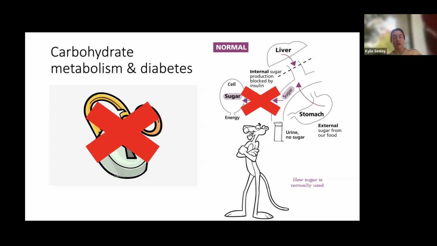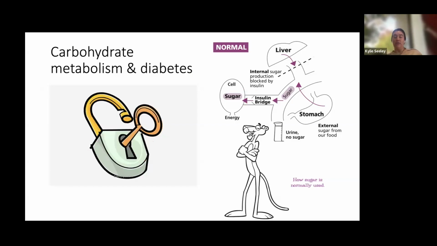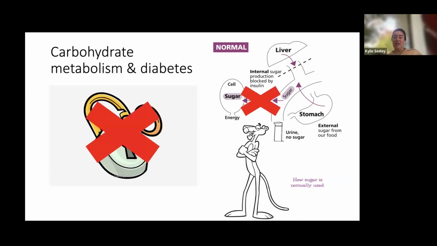And so while carbohydrates are still digested and released as glucose into the blood, the cells don't have that key or the insulin to bring the glucose into the cell to use as energy. So the glucose gets stuck in the blood and goes higher and higher. And that's something that we call hyperglycemia or high blood sugar.